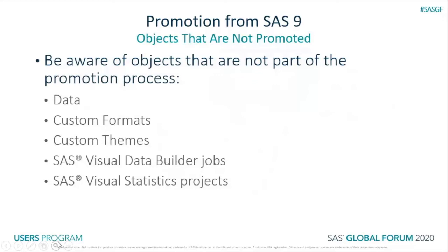Two more objects that are not part of the promotion process are Visual Data Builder jobs and Visual Statistics projects. Visual Statistics projects especially, they are coming from a very early release of Visual Analytics. You can first promote them to explorations of a Visual Analytics 7 release, and then they are eligible for promotion to Visual Analytics on SAS Viya as well.